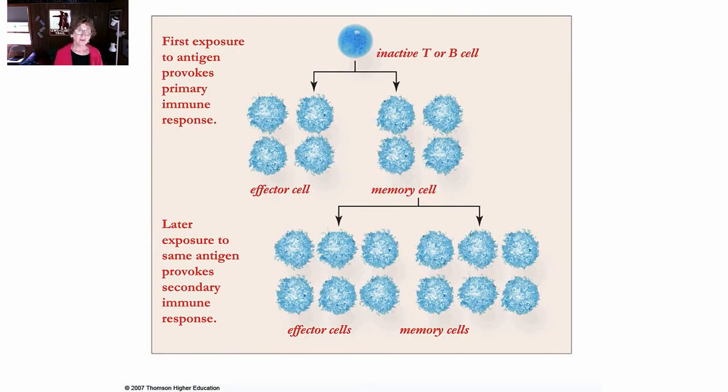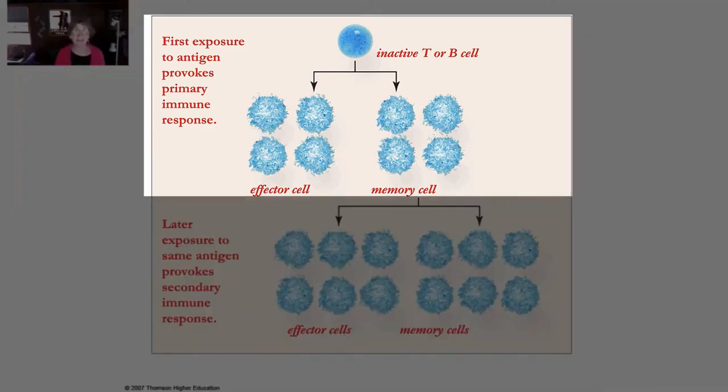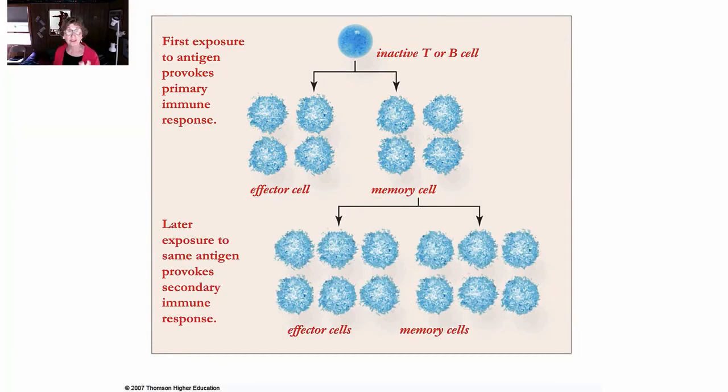So let me just review this. The first exposure provokes a primary immune response. So you have your inactive T cells or B cells dividing into effector cells that are going to have the effect of destroying the pathogen or antigen. And then you have memory cells.